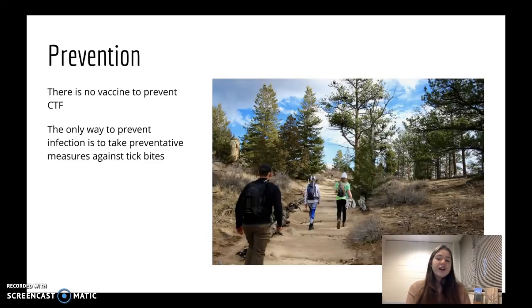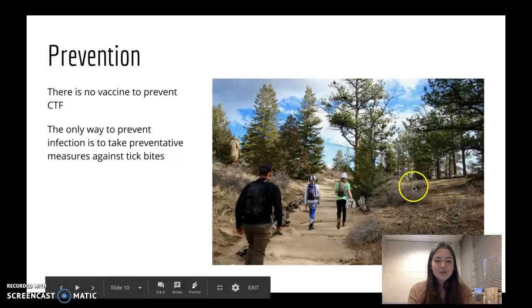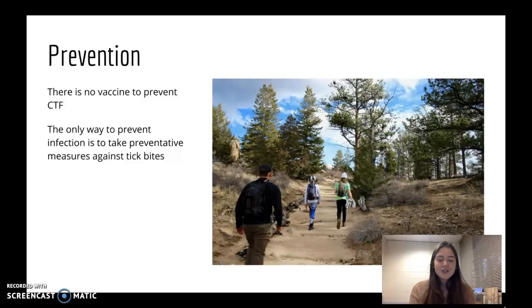So there is no vaccine to prevent CTF, and the only way to prevent the infection is to take preventative measures against tick bites. And here I have a picture that I took of my family while we were on a hike, and as you can see, there's plenty of places that the ticks would be. So there's nice amounts of shrubbery off to the side, here and here. And then also, as you can see, we are all wearing long sleeves, long pants, and good shoes. And I know for a fact that none of us got a tick that day, which is nice.